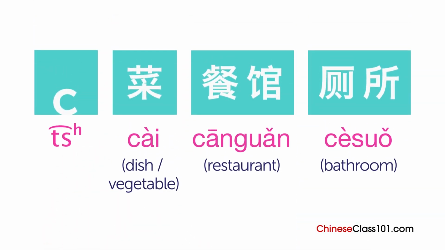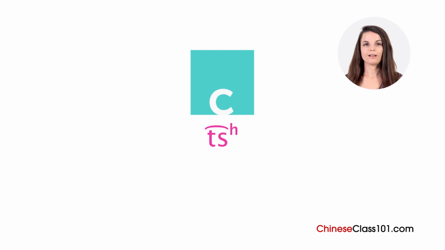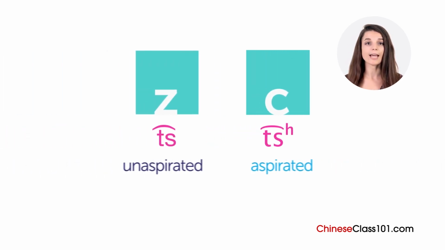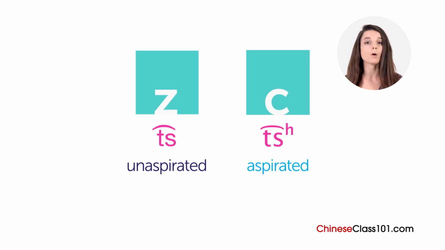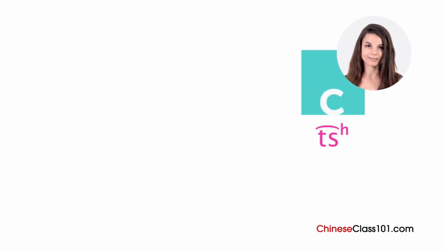The next consonant is c, 菜餐馆厕所. This sound is identical to the previous one. However, the difference is that it's the aspirated counterpart, meaning you want to release a burst of air. Here's a great tip. You can produce this sound by saying the word cats. Listen to how Yinru says it to hear the difference.